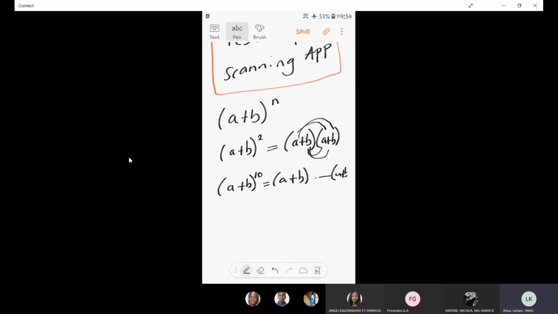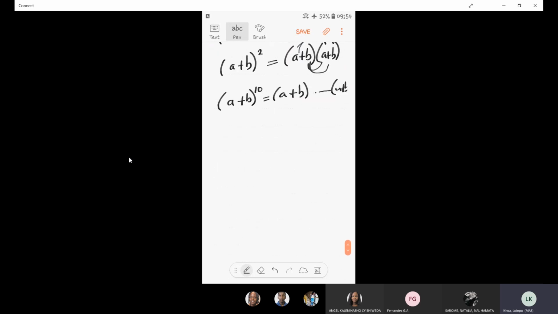So what we use to work out these binomial expansions is what is known as Pascal's triangle. Pascal's triangle is very easy to form, and what Pascal's triangle gives us are the coefficients.